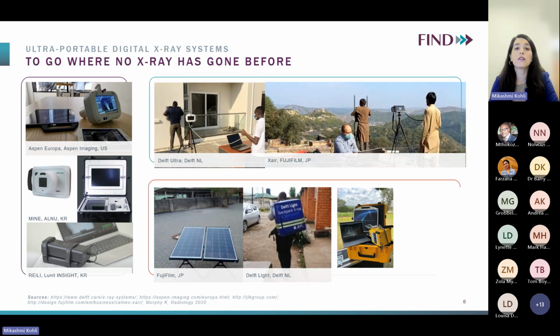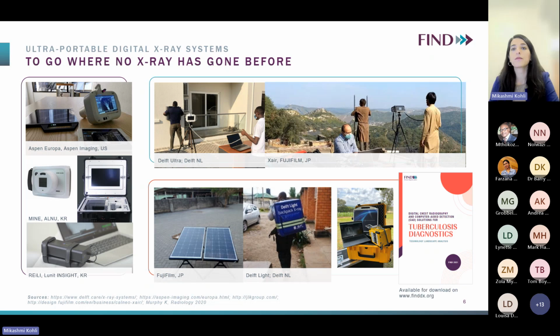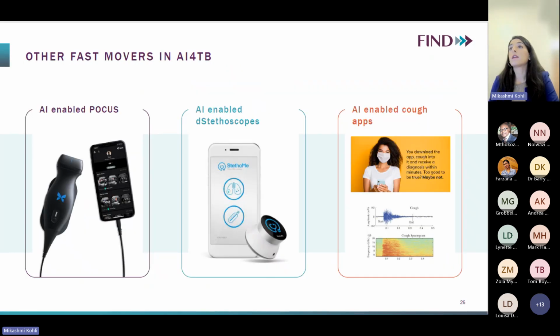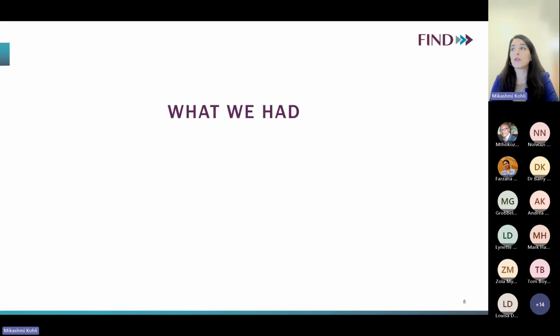Similarly, for chest X-rays, when we started working on computer-assisted detection, we just had 3 software. But now there are over 22 software that we are looking at, and we will be evaluating them very soon with the WHO to understand how these new technologies work. Similarly, there are AI-based point-of-care ultrasound machines, digital stethoscopes. There are cough apps. People are currently evaluating them. And this is where we are moving in terms of new upcoming tools.